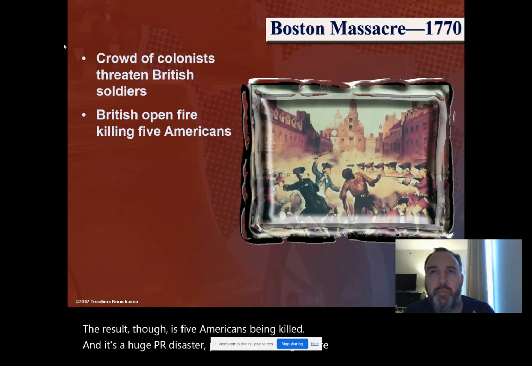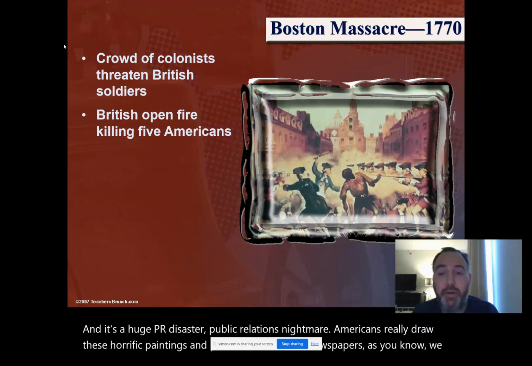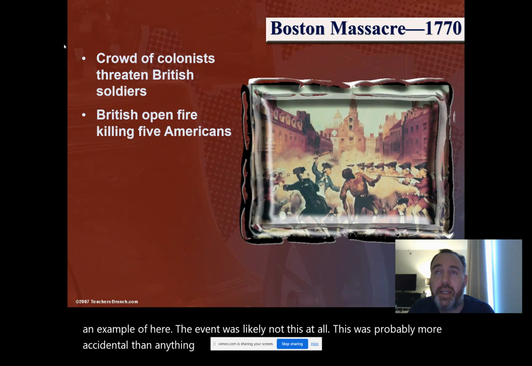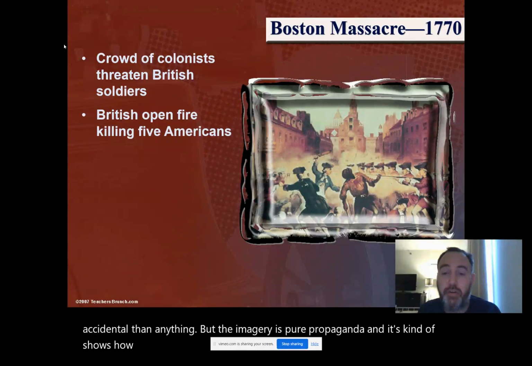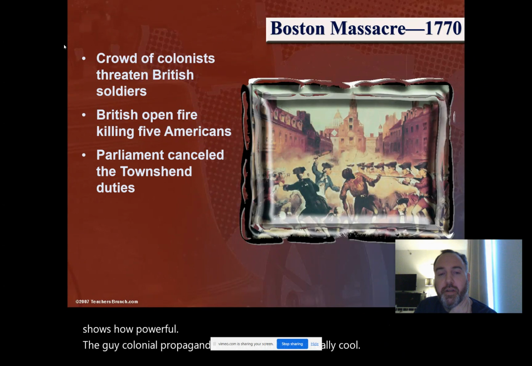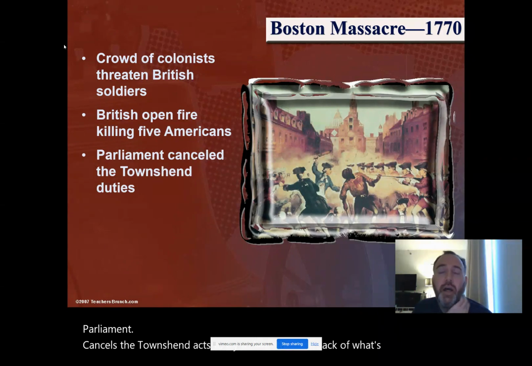Americans really draw these horrific paintings and put them all over the newspapers, as we have an example of here. The event was likely not this at all. This was probably more accidental than anything. But the imagery is pure propaganda, and it shows how powerful colonial propaganda was, which I think is really cool.